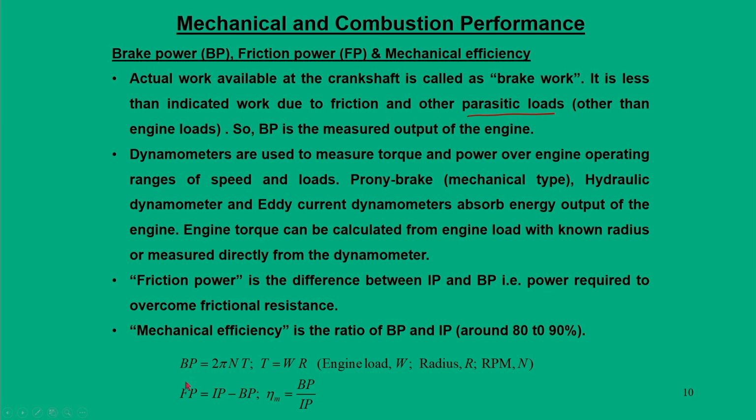So, how can we write this? First, brake power is equal to 2πNT, where N is the RPM of the engine and T is the torque, and the torque is nothing but W into R. W is the engine load and R is the radius, that means the location at which we measure the torque, or in this case the radius of the shaft. Then the difference between these two gives you the friction power, that is FP is equal to IP minus BP. Then we can calculate mechanical efficiency, which is the ratio of brake power to indicated power.